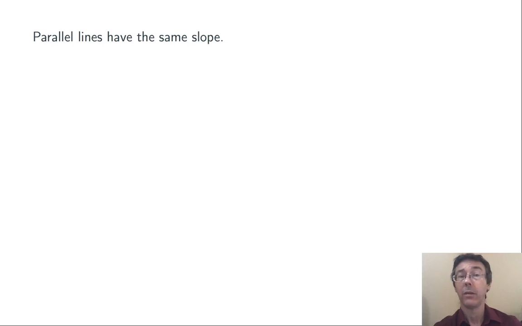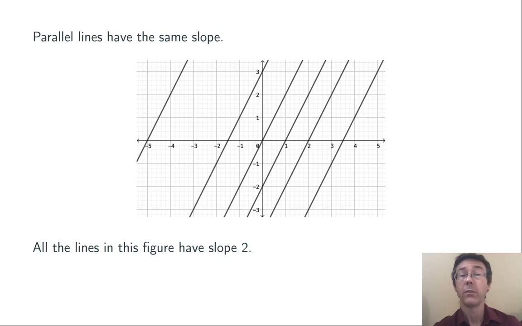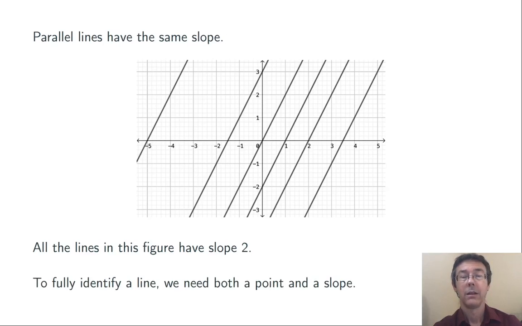Parallel lines have the same slope, as illustrated by this picture. Here's a bunch of lines that all have slope 2. Going 1 to the right takes you up 2 along any of these lines. So specifying a slope does not uniquely identify a line. To fully identify a line, we need both a slope and a point that lies on that line.